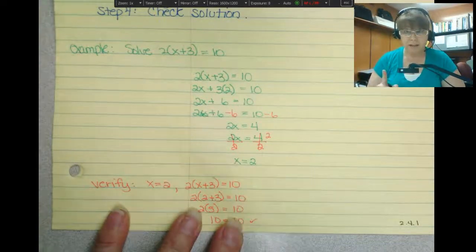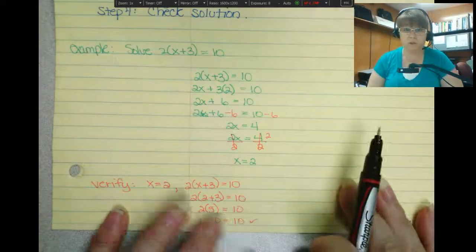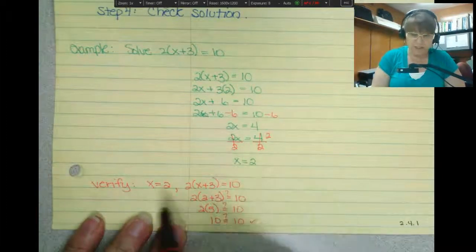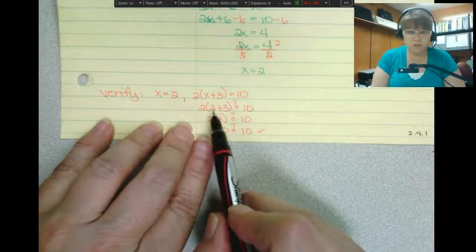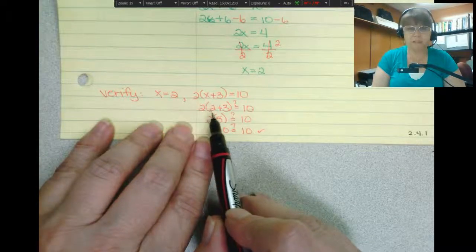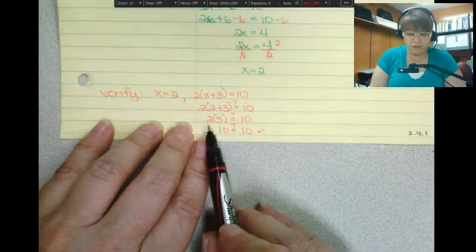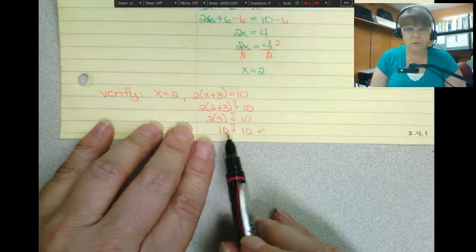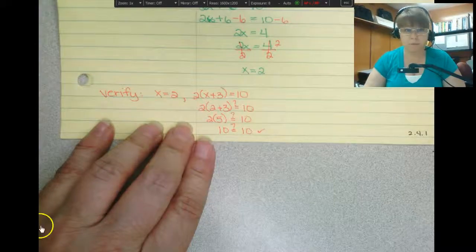But again, that's not enough. You do need to verify that 2 is a solution to the original problem. So here's the question. Is 2 a solution of this problem? If I insert 2 for x, then I am left with 2 times the quantity 2 plus 3. Does it equal 10? 2 plus 3 is 5, so 2 times 5, does that equal 10? 10 equals 10, yes, it does verify. That is the solution set for this problem.